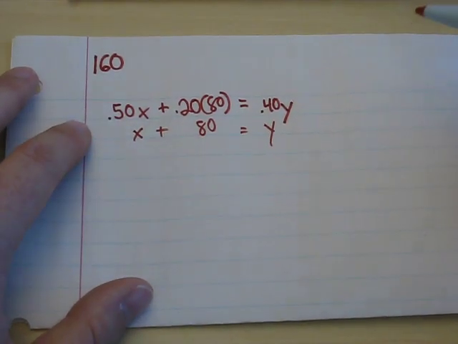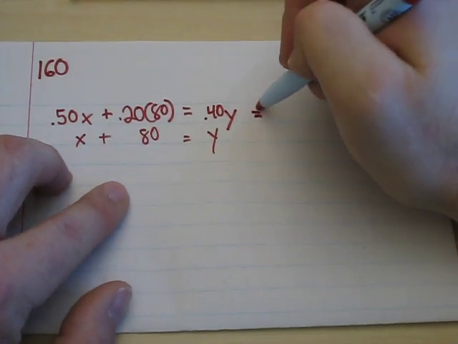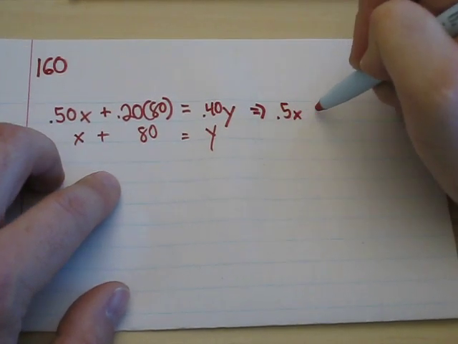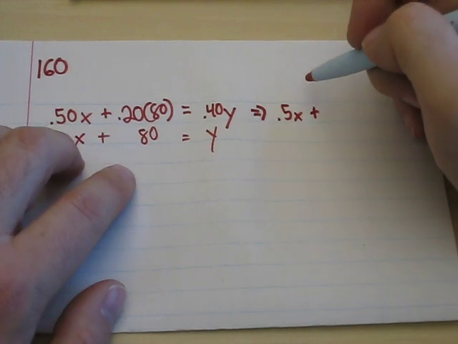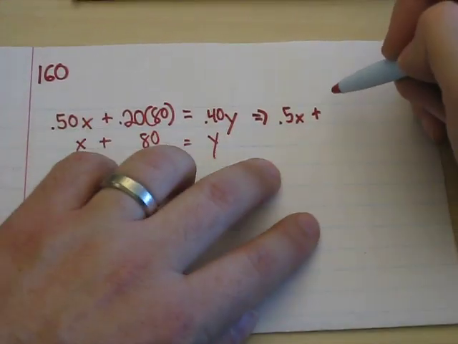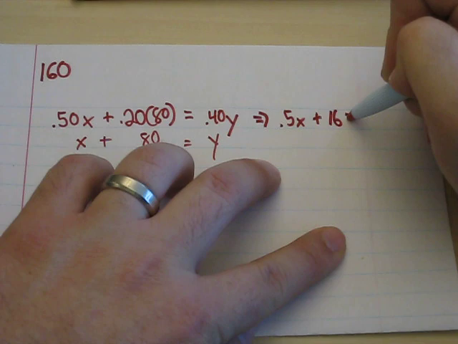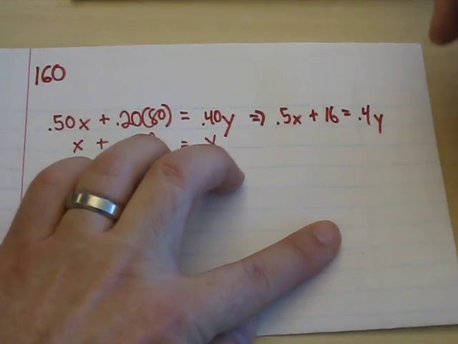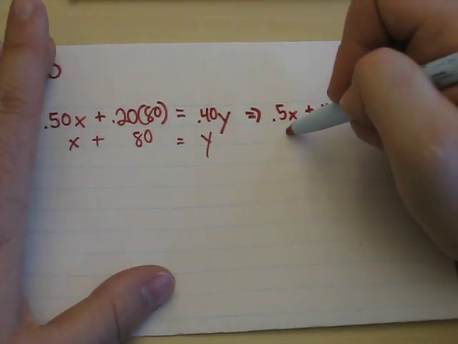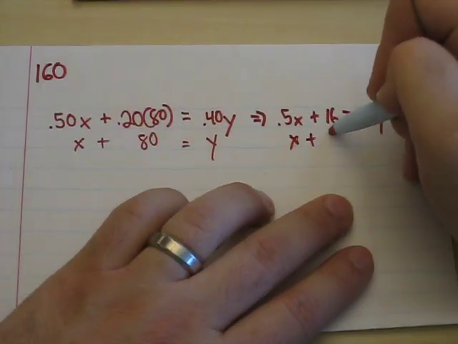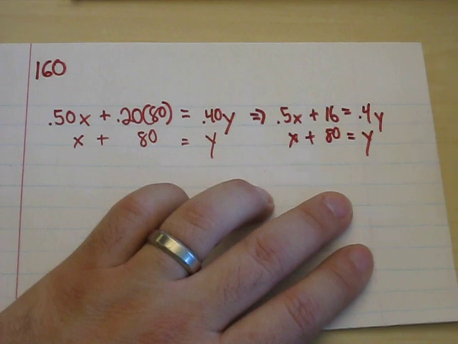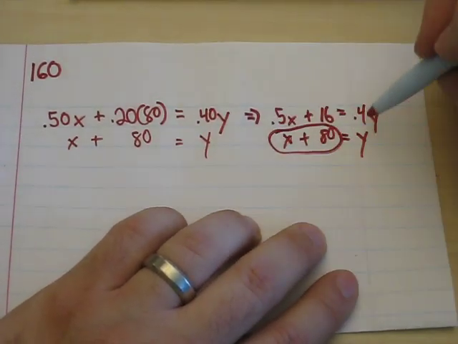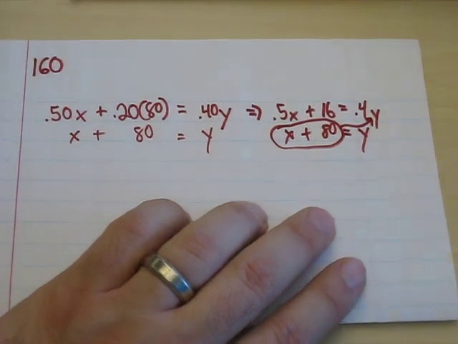And what we're going to do is take the top and do a little simplification there. 0.5, instead of 50 hundredths, we can write that as 5 tenths. And 0.20 times 80, we can multiply that and get an answer of 16. And 40 hundredths is the same thing as 4 tenths. So that simplifies a lot of our decimals there. And then we got our x plus 80 equals y. All right, now I'm going to do the same thing as I did before. I'm going to plug my x plus 80 in for that y.